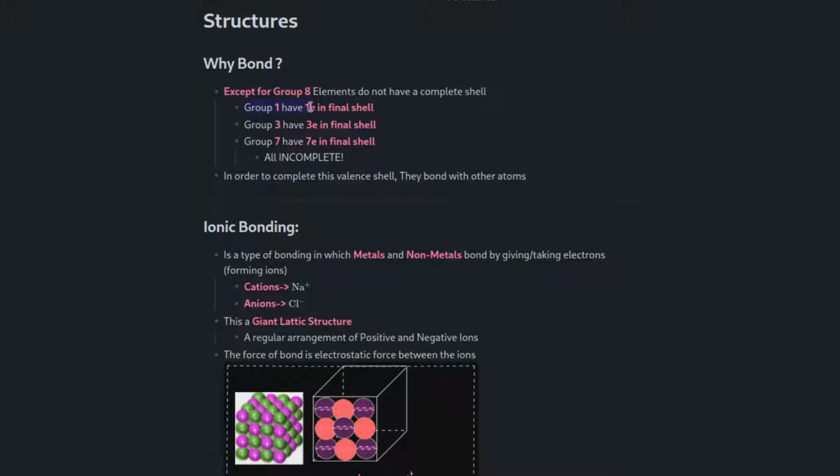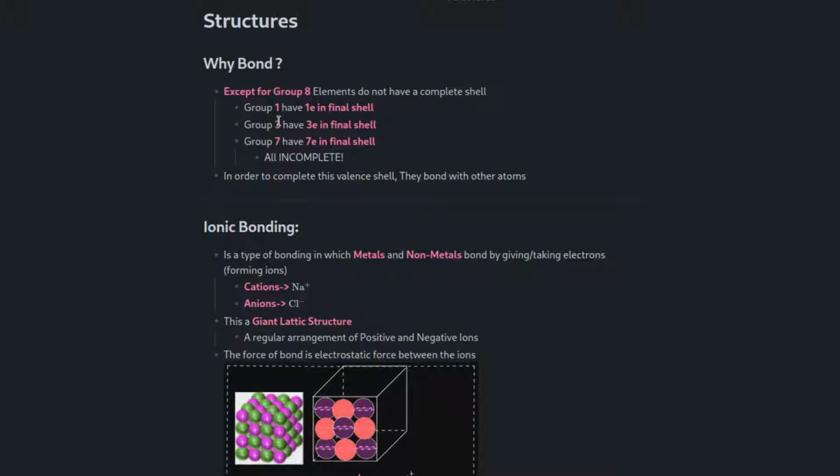So group 1 have 1 electron in the final shell, group 3 have 3 electrons in the final shell, and group 7 have 7 electrons in the final shell. So their group number tells us how many electrons they have in the final shell, and none of them have a complete shell except for group 8. Group 8 have a complete shell of electrons. In order to complete this valence shell, they bond with other atoms.